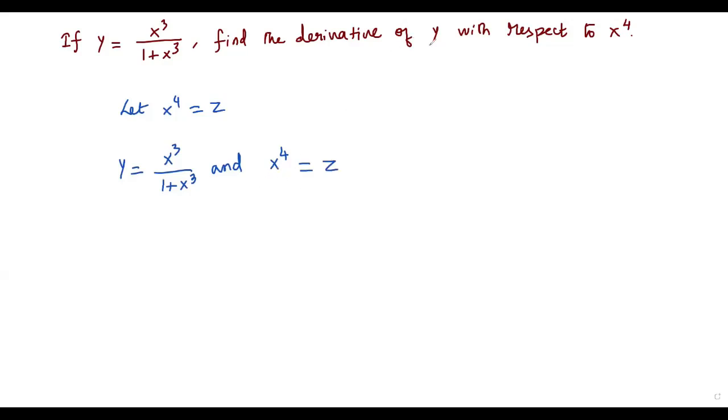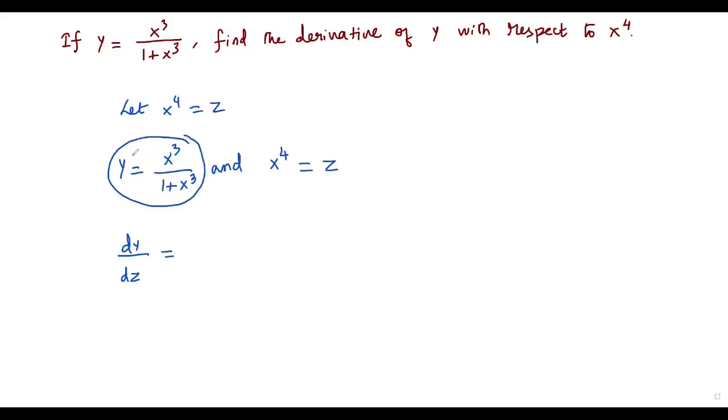Okay, our aim is to find the derivative of y with respect to x to the fourth power, that is we have to find dy over d(x to the fourth power). But we have assigned a new variable z for this x to the fourth power. So instead of writing x to the fourth power, we can write z. So now my aim is to get dy over dz, that is I have to find the derivative of y with respect to z.